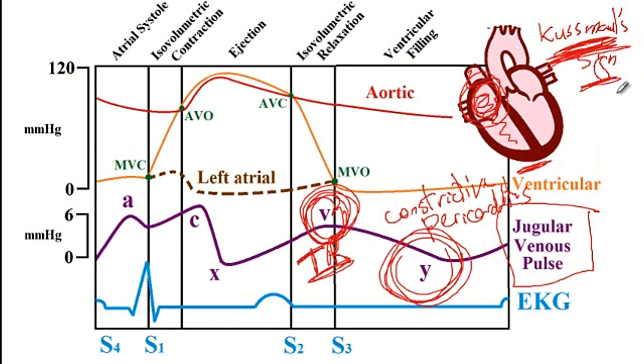Kussmaul's sign means that during inspiration, if you don't see any changes in the A wave, then there is probably constrictive pericarditis or restrictive cardiomyopathy.